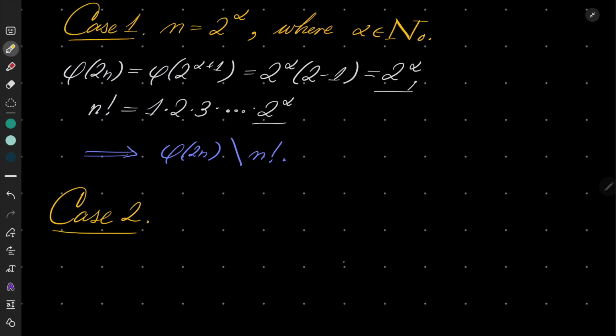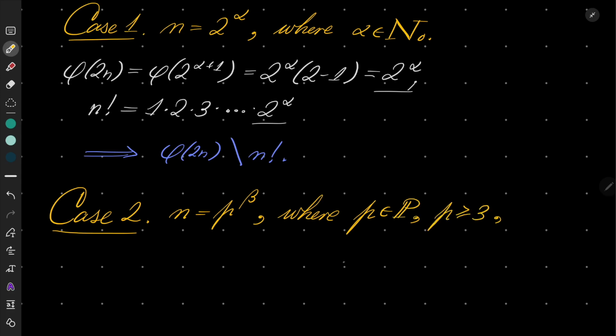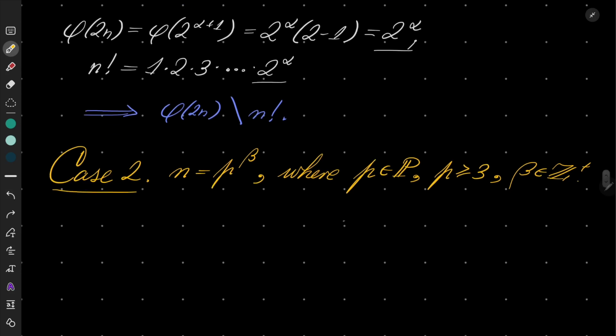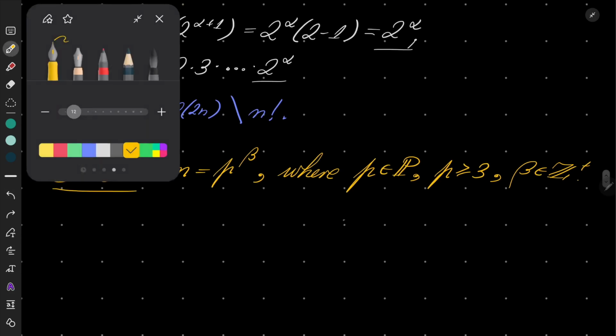Case number 2. N equals p to some power of beta, where p is a prime greater than or equal to 3. Beta is a positive integer. Why not 0? Because p to the power of 0 is 1, and the case of 1 was already covered as 2 to the power of 0. So we need not consider this case. And let's look at what happens now.